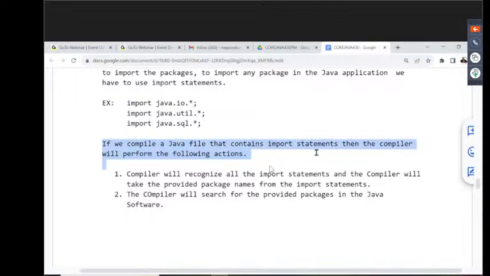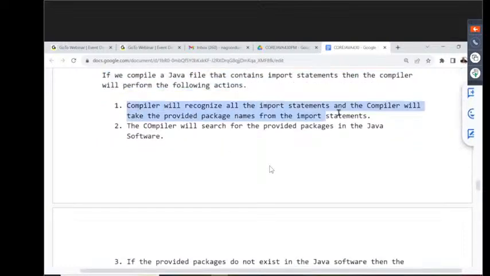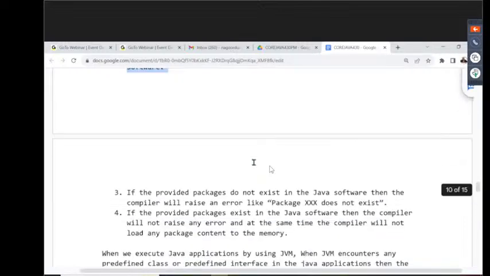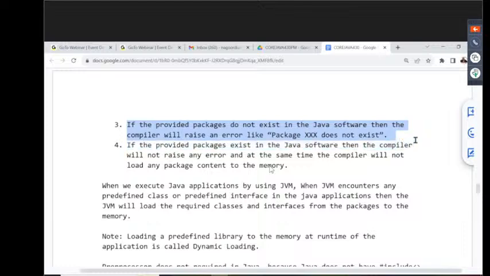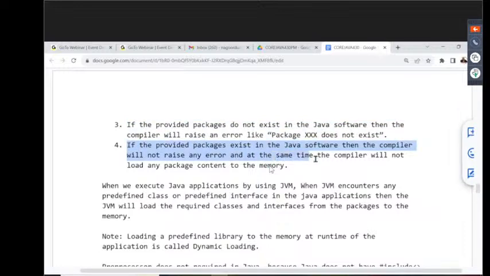If we compile a Java file that contains import statements, then the compiler will perform the following actions. The compiler will recognize all the import statements and take the provided package names from them. The compiler will search for the provided packages in the Java software. If the provided packages do not exist in the Java software, then the compiler will raise an error like package XXX does not exist. If the provided packages exist in the Java software, then the compiler will not raise any error, and at the same time the compiler will not load any package content to the memory.